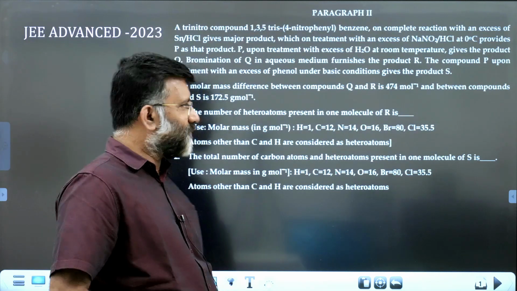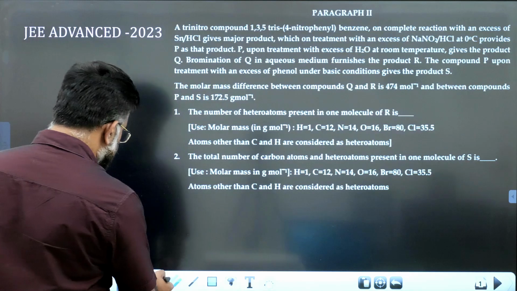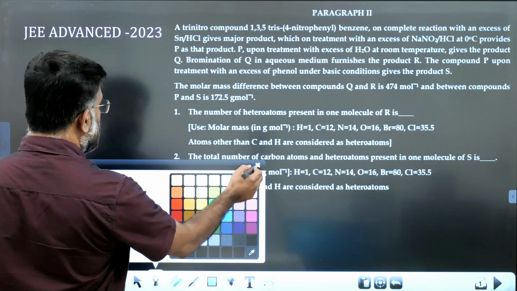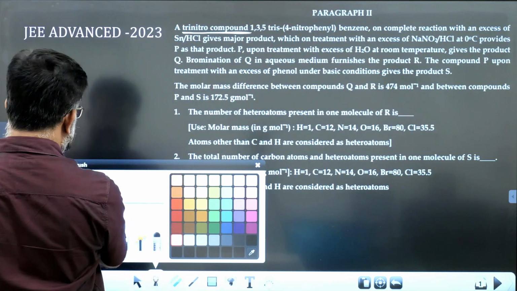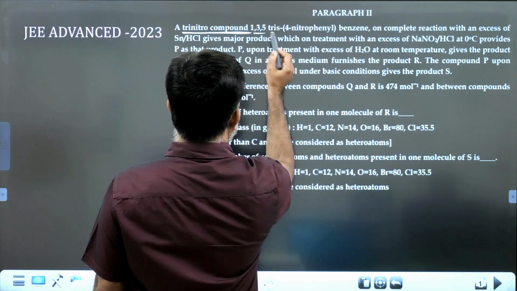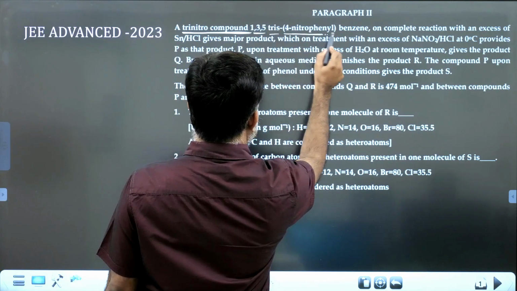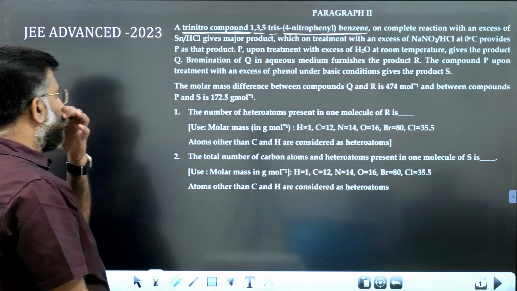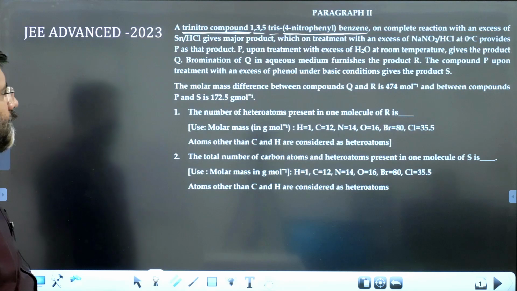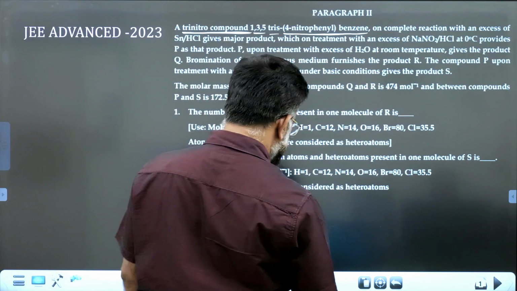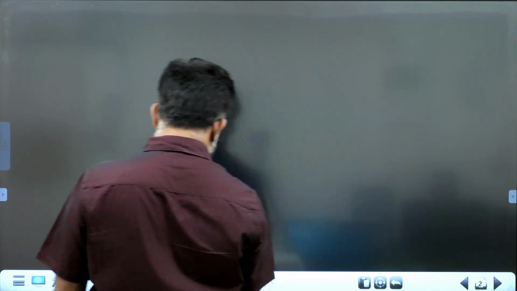Let's go through. It's given a trinitro compound. What is that trinitro compound? 1,3,5-tris(4-nitrophenyl)benzene. So this is 1,3,5-tris(4-nitrophenyl)benzene.